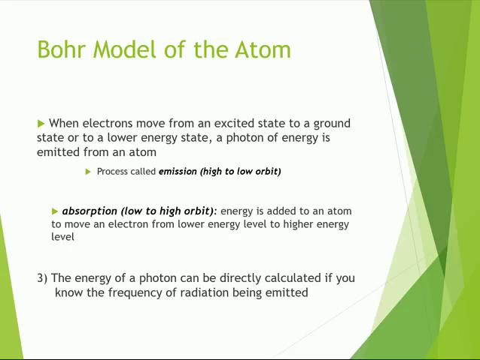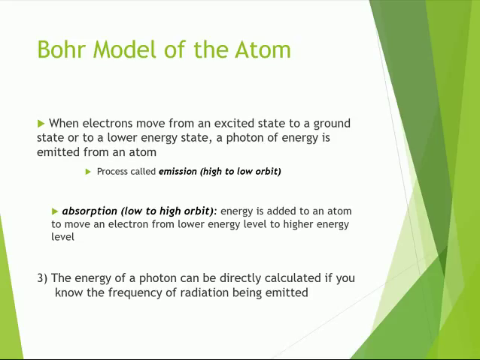So, like I just said, when those electrons move from an excited state back down to the ground state, or to any lower energy state, it doesn't have to be all the way down to the ground state, a photon of energy is emitted from the atom. All right, that same energy that was absorbed by the atom to move into an excited state is going to be released when it moves back down to a lower energy state. This process is called emission. That's why we use the term hydrogen emission spectrum. Okay, it's a move from a high orbit to a low orbit.